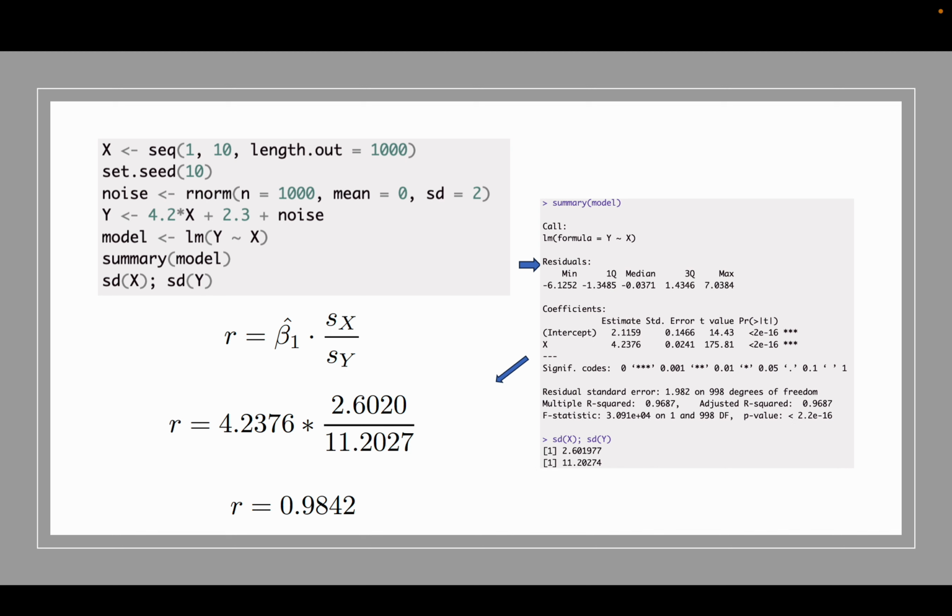In this slide, we are first constructing our sample linear regression model and then computing the standard deviations of the outcome and the explanatory variables. Then, we are using the sample slope along with the standard deviation estimates to compute the sample correlation coefficient. We are dividing the standard deviation of the explanatory variable by the standard deviation of the outcome and then multiplying the quotient by the sample slope. In this case, the value of the correlation coefficient is 0.9842.